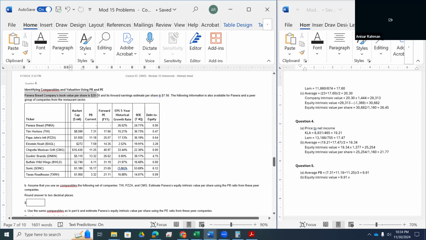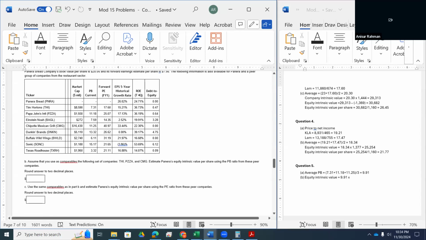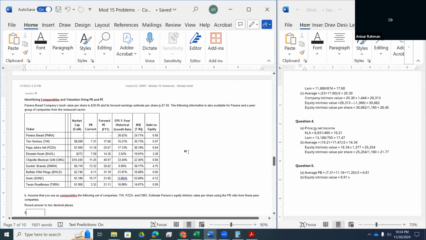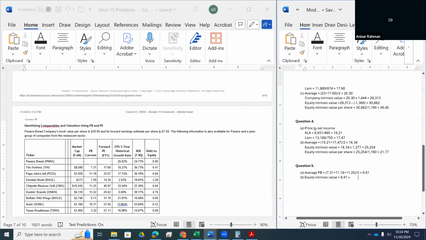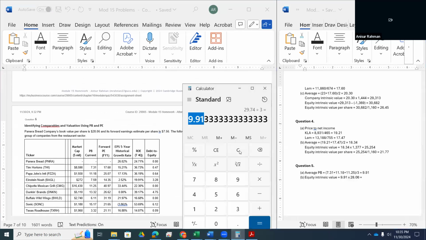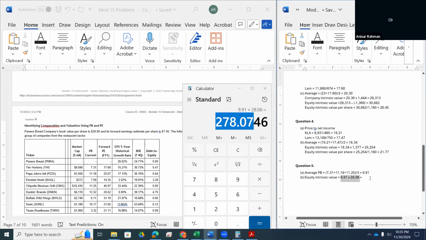So the book value per share is 28.06. So what we have to do, multiply by 28.06. $278.07 for 2 decimal place.